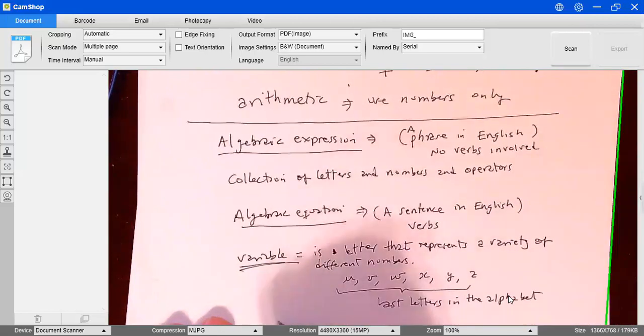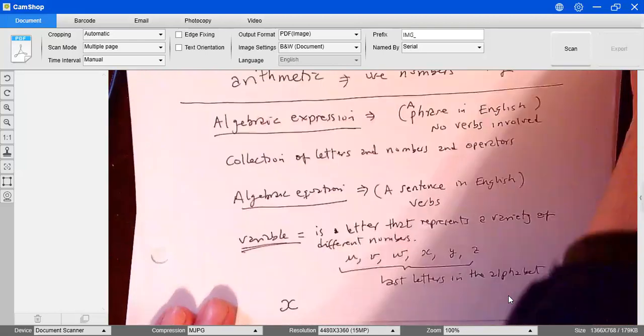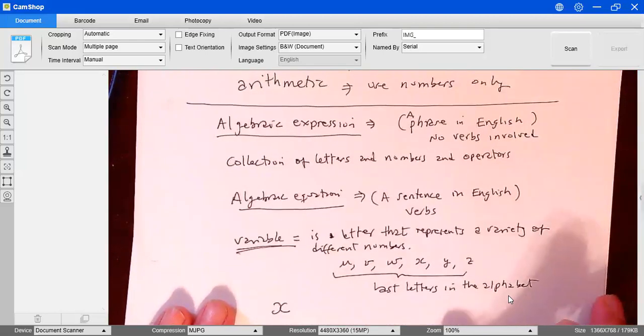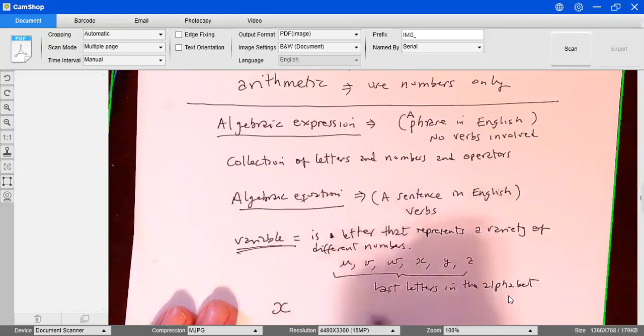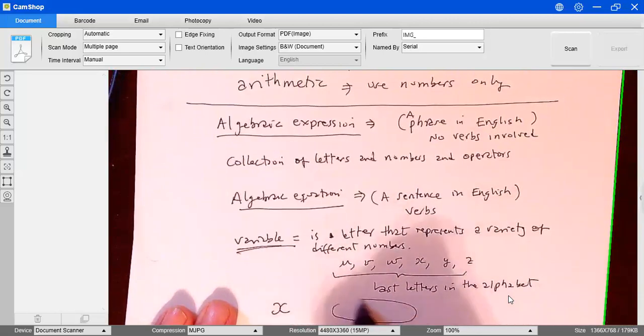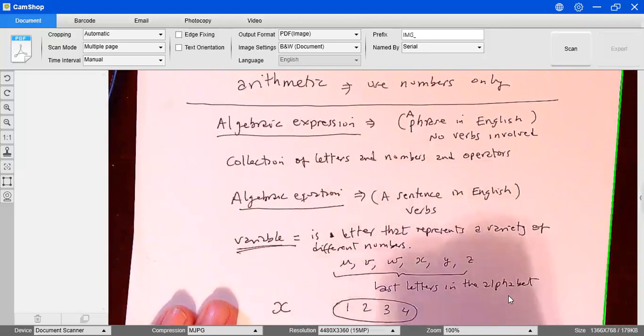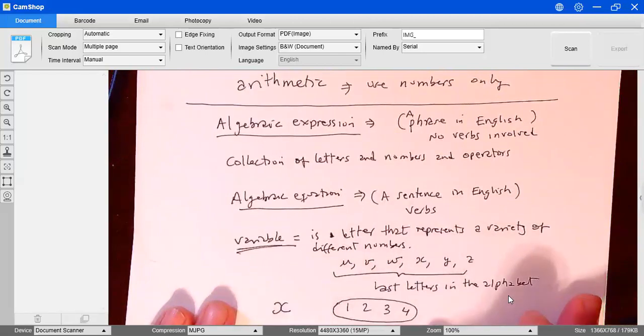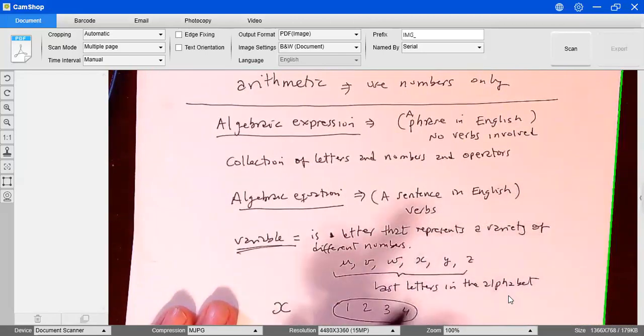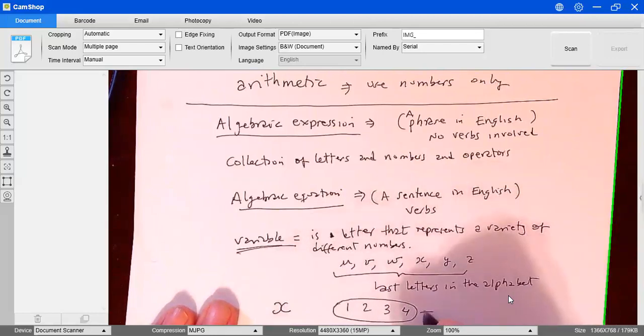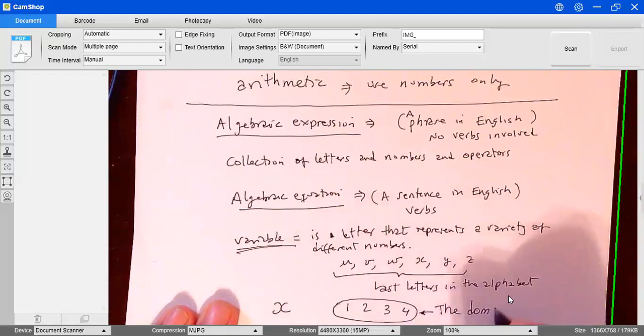So X is the common variable. X can take any value. For example, I can use a collection of numbers here. I can have 1, 2, 3, and 4. And I can say that this variable X can take one of these 4 values. So the only values that are allowed for a variable, that set of values, is known as the domain of the variable.